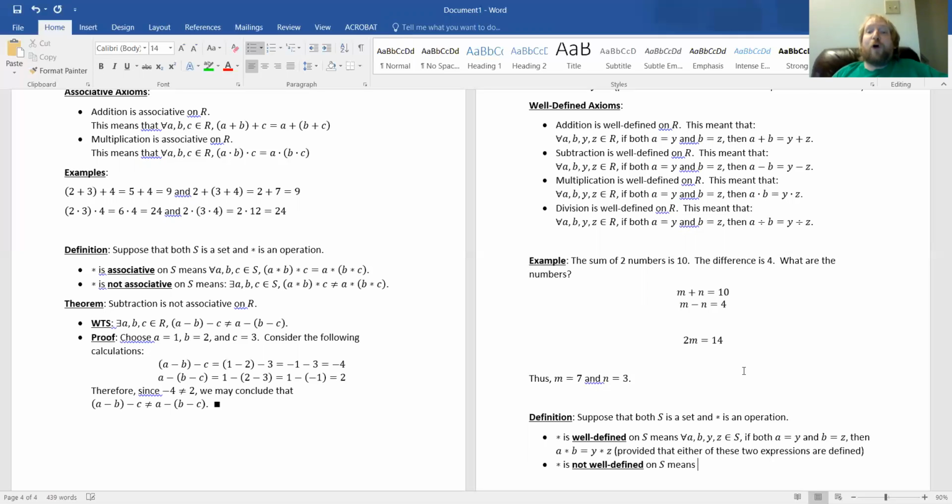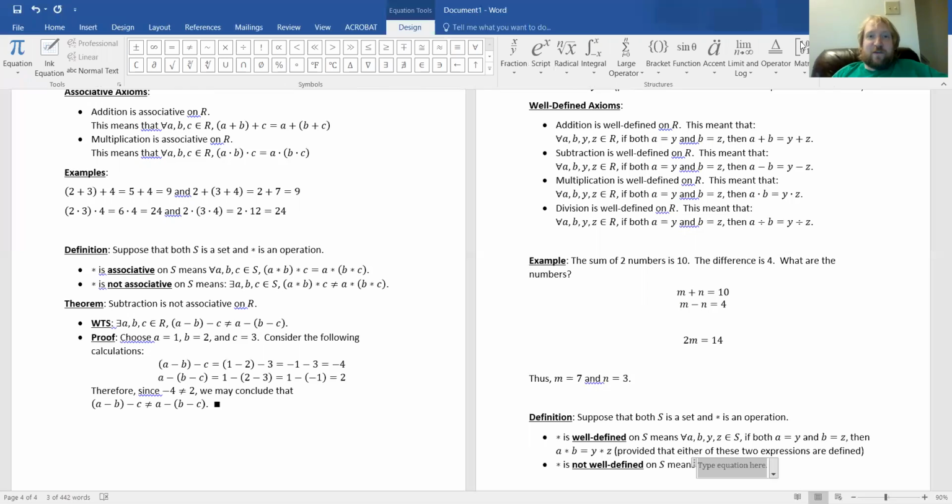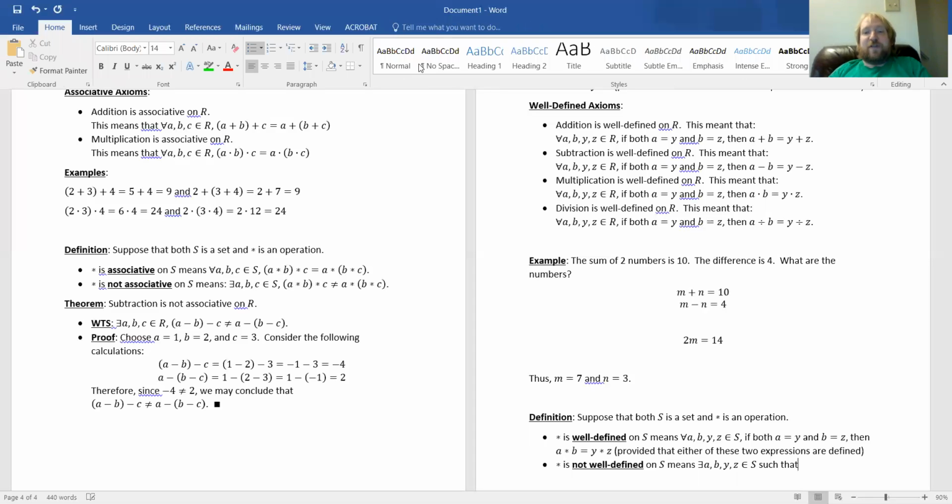Now, remember we have a for all statement here: for all a, b, y, z, and s. So we need to negate this. So there exists an a, b, y, z, and s such that, and now we have to negate the predicate, which is if both a equals y and b equals z, then a star b equals y star z. When you negate an if-then statement, remember from foundations, section 1.4, that it's both the if part and the negation of the then part.